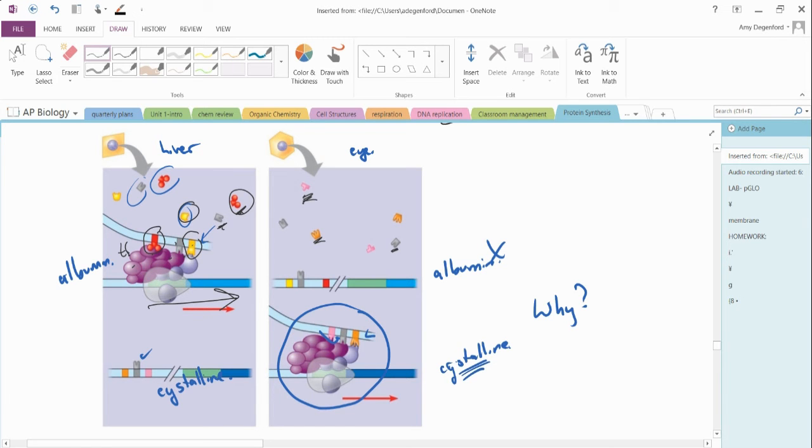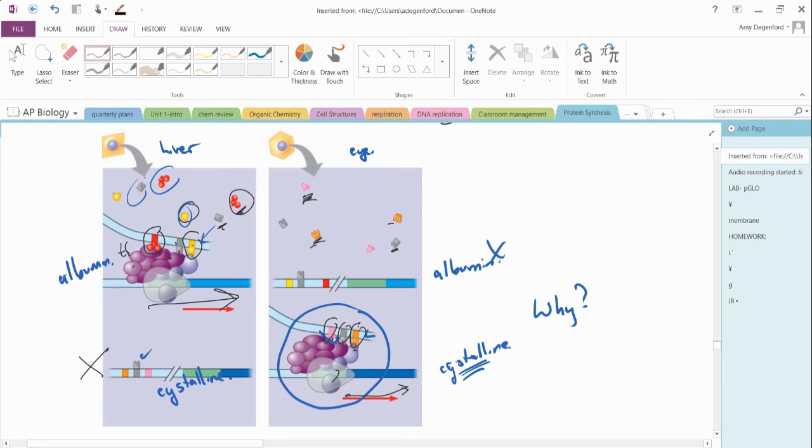But notice the crystallin activators are absent. We don't have these here, so the crystallin stays silent. Over here on the eye cell, we've got all of our lovely crystallin activators, which combine with the transcription factors, combine to the enhancer region, and it bends over. Here's our RNA polymerase, transcribing the crystallin gene.